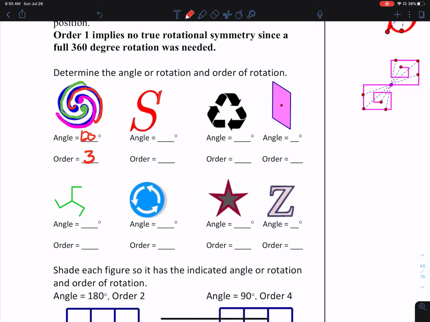This next one, this S, if I try to rotate it, not on itself, not on itself, not on itself. Looks like I just got it on itself there. So it looks like I stopped halfway and then I went all the way around to finish it up. So I think this angle of rotation is 180. You rotate it 180 degrees.